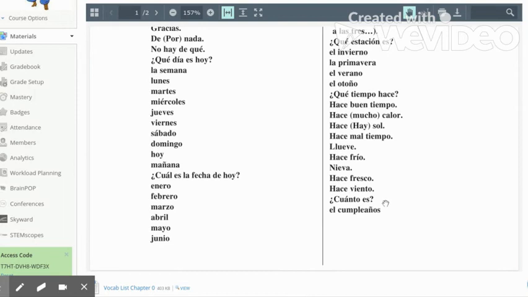These last two, not gonna lie, not sure why they're here, but we're just gonna go over them anyway. ¿Cuánto es? How much is something? I think a little bit in this chapter they talk about that. And then el cumpleaños. So birthday.